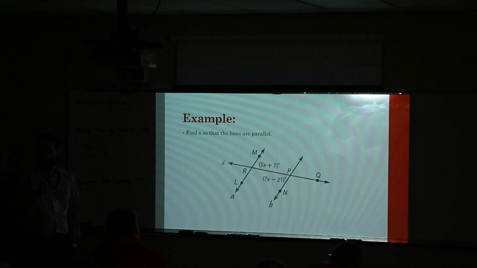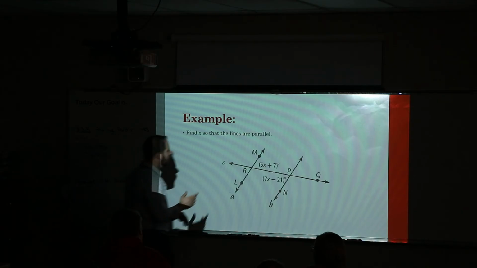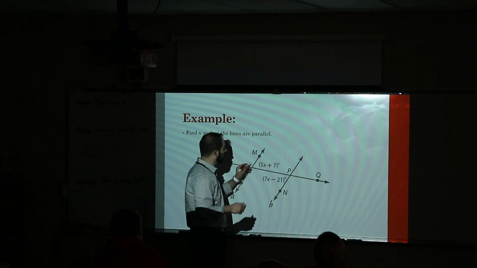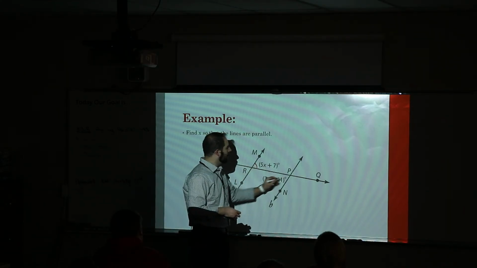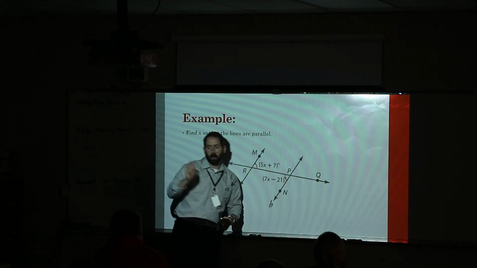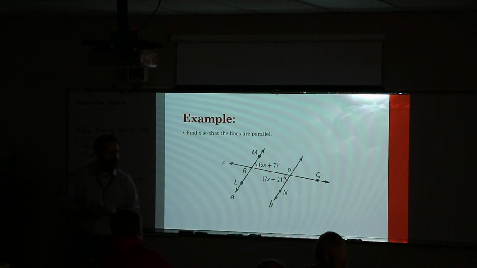Okay, so hopefully I gave you a little bit of time there. What's your initial thought? Does anyone have an idea what we need to do on this problem? Equal, supplementary, what are we doing here? And what type of angles are they? Because obviously we see some algebra there. Alternate interior, okay, that's a big deal. They are alternate interior. The 5x plus 7 is this angle right here. I know that's really hard to see, but that's that angle. The 7x minus 21 is that one. So they're alternate interior.